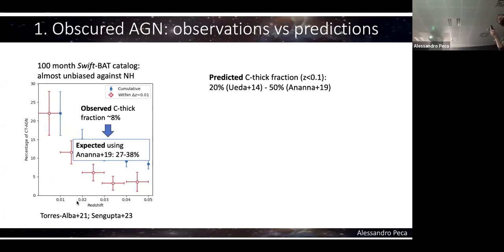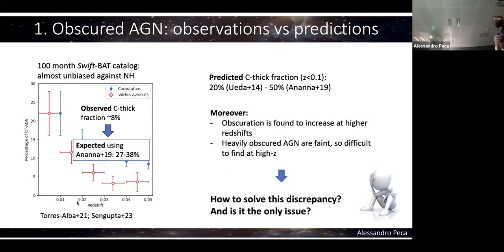However, even if we are almost unbiased in Swift-BAT against obscuration, we are still limited by the limiting fluxes of the catalog. But if you take this model, for example the Ananna 19 model, and you apply the observational and selection biases to this sample, you get an expected fraction of Compton-thick sources of about 27-38%. So there is a huge gap. And even if you take the Ueda 14 model, which predicts a little bit less obscuration, you still don't get 8%. So there is a discrepancy here between what the models predict and what we see in observations.